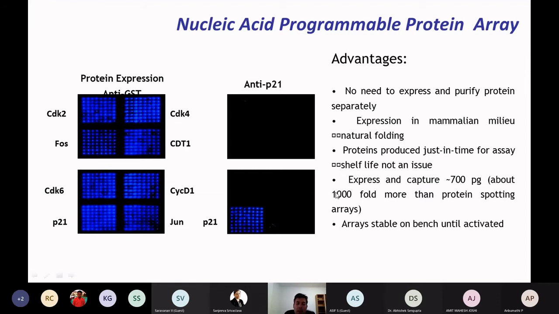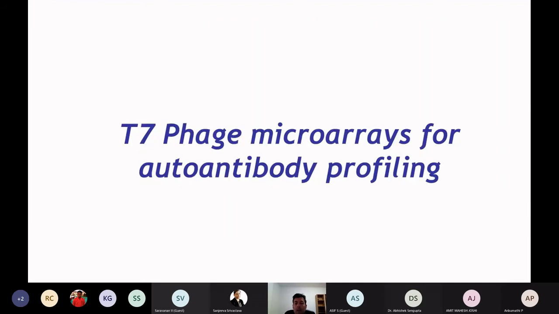And the other advantage is that the arrays are stable until activated, in contrast to protein microarrays that usually need to be stored at -20 or -80 prior to use in the lab applications.